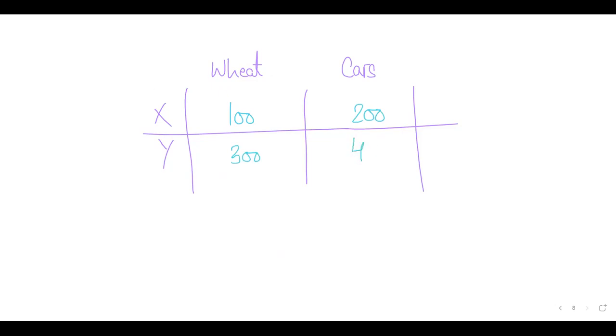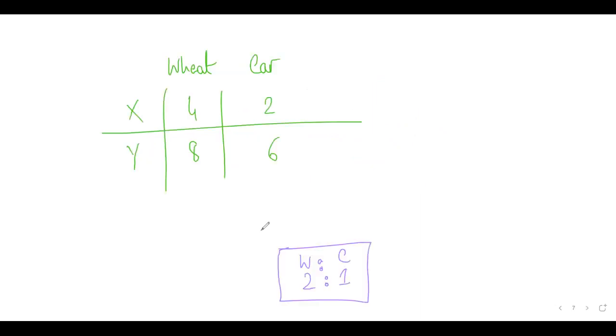So who can produce more wheat? Y has absolute advantage in wheat because X can produce 100 units, Y can produce 300 units. Similarly, in the cars, X can produce 200 units, Y can produce 200 units. So in both cases, it is Y that has absolute advantage in both the goods. It can produce more of wheat, it can produce more of cars. Simple. Is it simple? Okay.